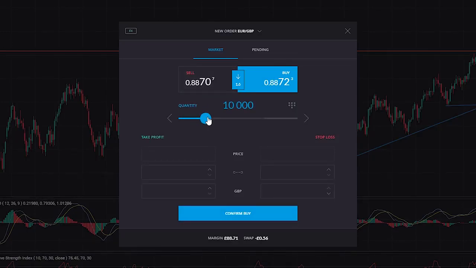So if we wanted to trade 10,000 in this example, if we're a seller, we're selling at 88.70.7. If we're a buyer, we're buying at 88.72.3, and of course the price is going to change. But you can see here the spread is incredibly tight.